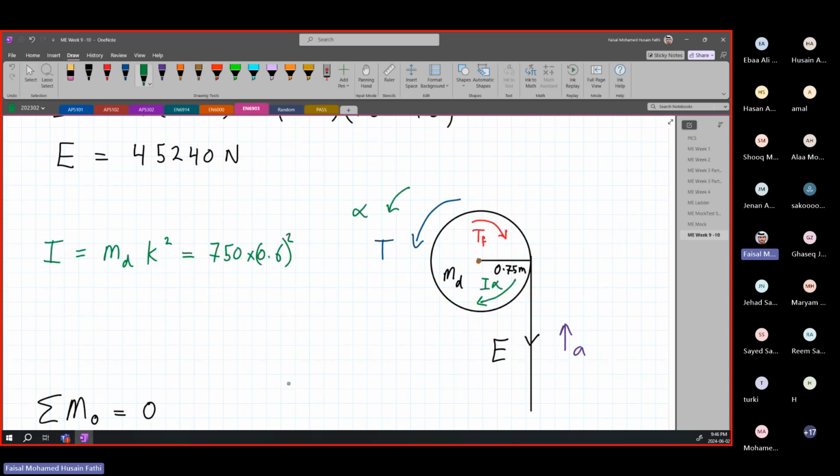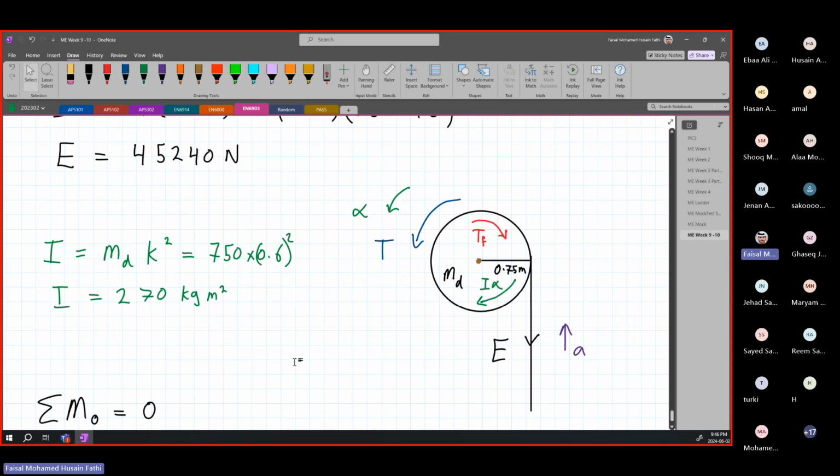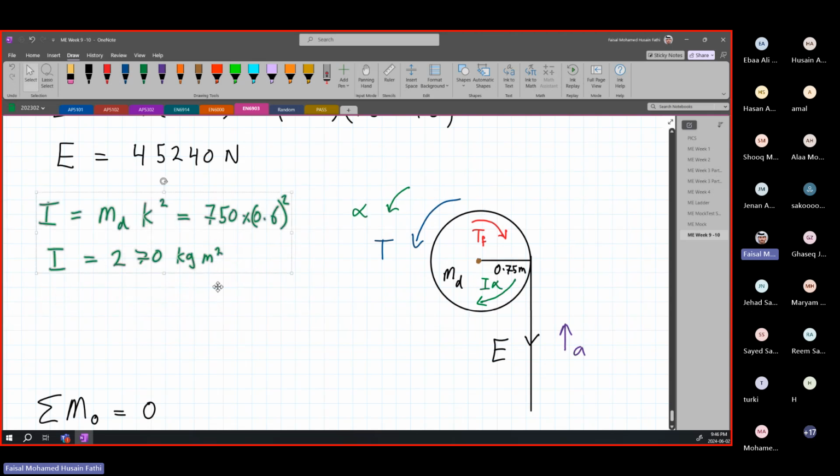Okay, so our I value is going to be equal to 0.6 squared times 750. That's 270 kilogram meters squared. Okay? So we find our I value. Now we are going to find our alpha.